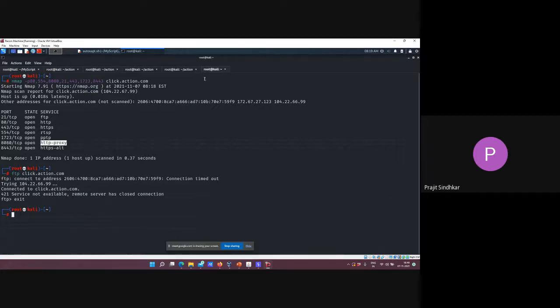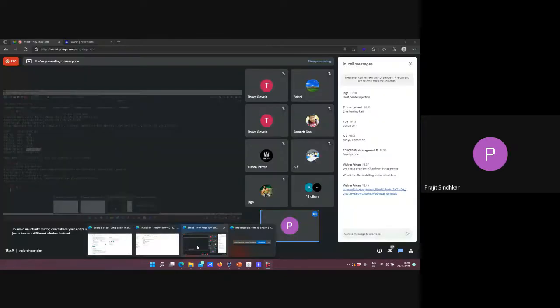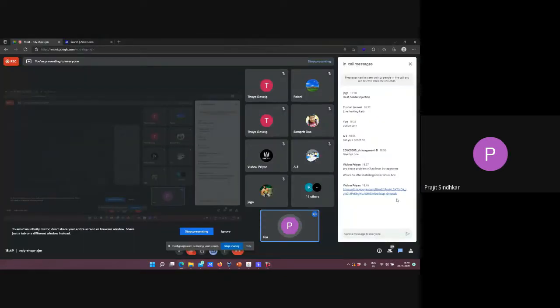Okay, so any doubts in this part, the port scanning part? For port scanning, I use two tools, Naabu and Nmap. Both I use for port scanning. For fuzzing, I use Dirsearch and sometimes FFUF. Okay, so any doubts, let me know.